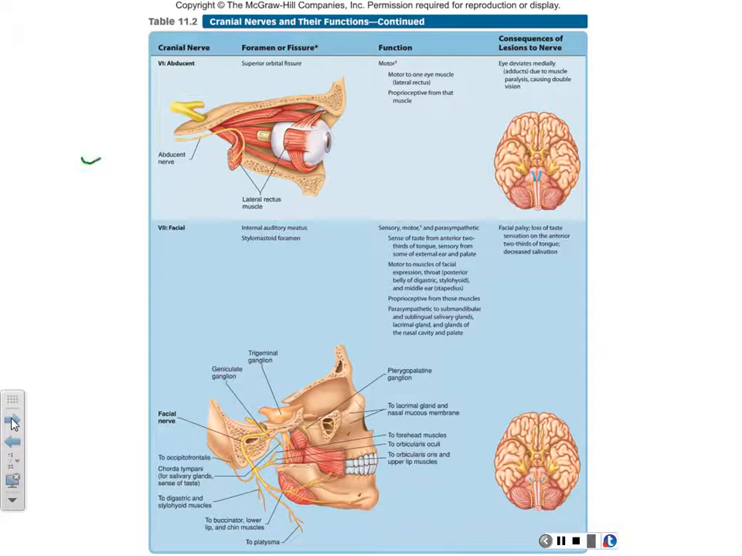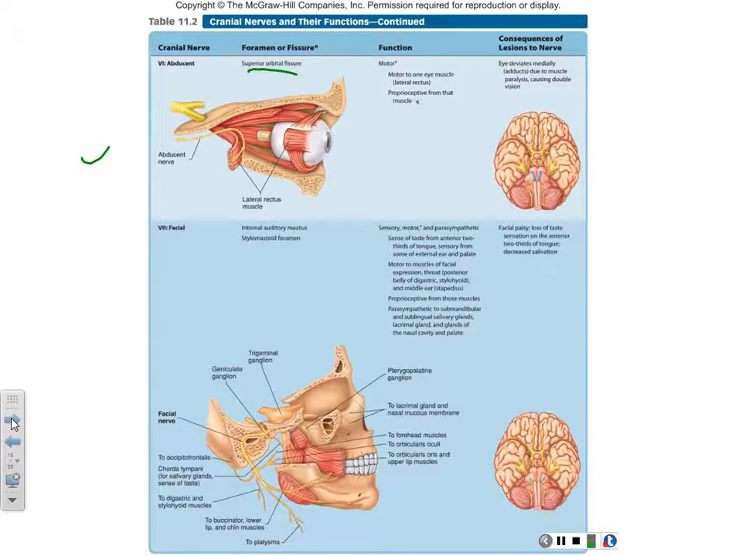So abducens again controls the lateral rectus, which is another extrinsic eye muscle. So far, except for the sense of smell, it's got to do with the eyes, whether controlling the muscles of the eye or sensing the eye and so forth. Okay, so abducens, number 6, again goes through the superior orbital fissure. So a bunch of them go through there, except for a few. Optic goes through the optic canal or optic foramen and so forth, okay?